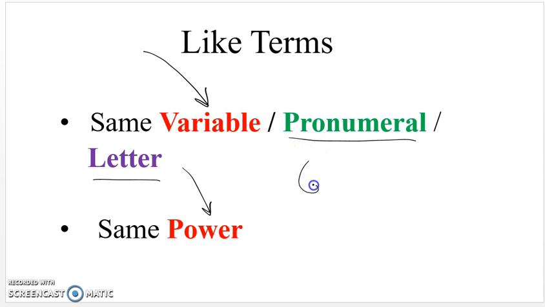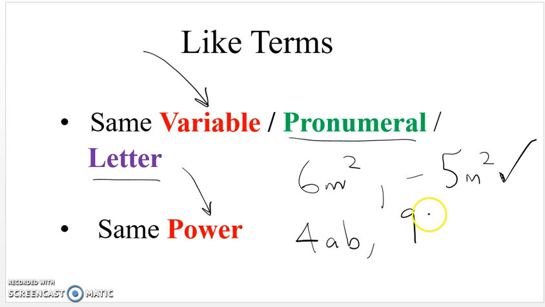For example, 6m squared, so the variable is m, the power is 2, and minus 5m squared, we've got some like terms. It's supposed to be a tick sign. If I have 4ab and 9ba, we've got like terms because we know with multiplication the order doesn't matter, so ab is the same as ba.